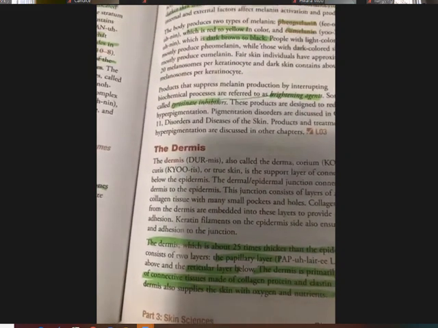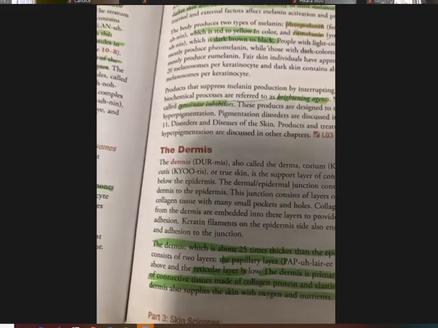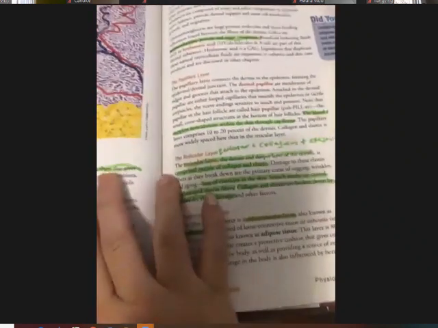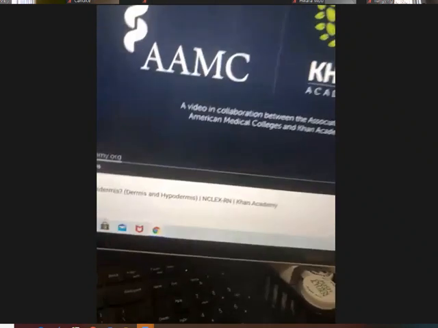The dermis is 25 times thicker than the epidermis. Okay? 你的真皮层比你的表皮层厚度是25倍. Okay? 25 times thicker. And it consists of two layers, the papillary layer and the reticular layer. The dermis is primarily comprised of connective tissue made out of collagen and protein and elastin fibers. And the dermis also supplies the skin with oxygen and nutrients. So I am going to show you a video on the dermis.